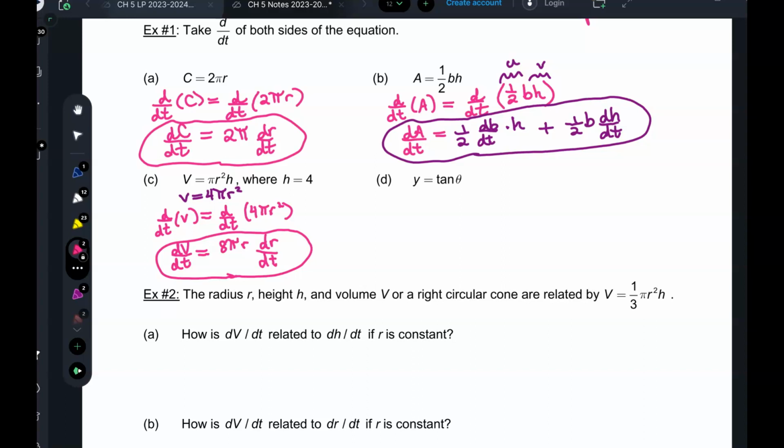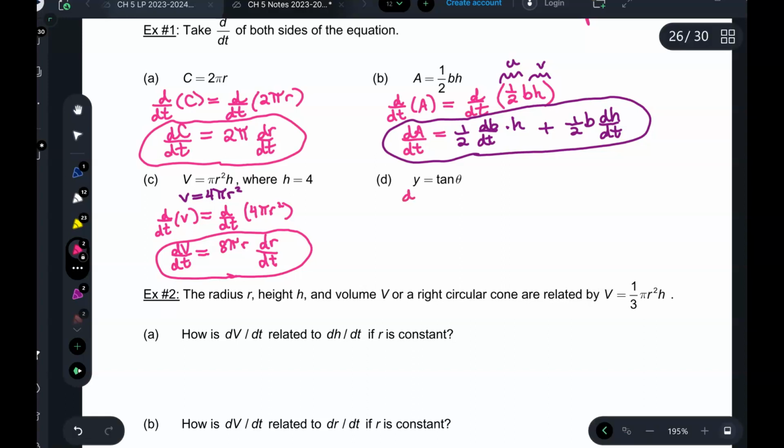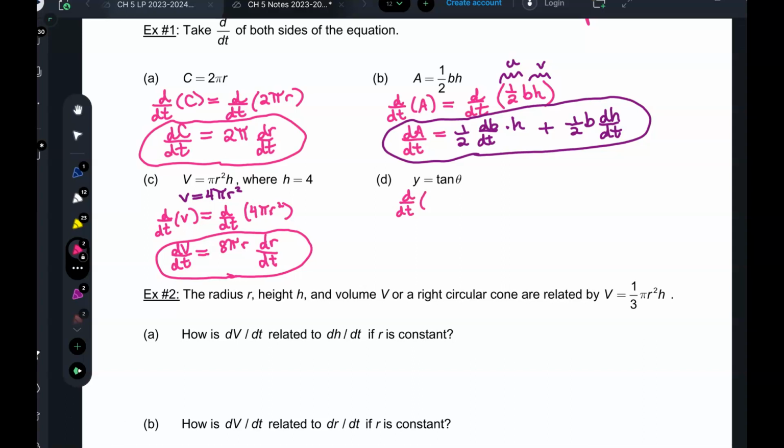Okay, Sophia, if it had been 4 pi r cubed, would you get 12 pi r squared dr dt? Yeah, it'd be 12 pi r squared, and then dr dt. Okay, next one: we get dy dt on the left side.